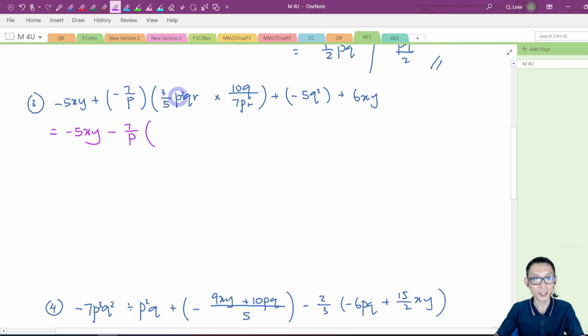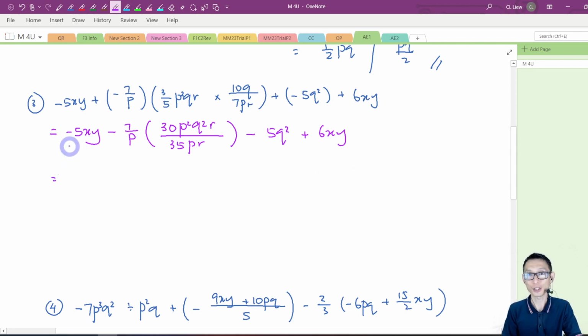So 3P square Q R times 10Q. It will become 3 times 10, you get 30. P square times Q, you will get Q square. R just copy. Okay, 5 times 7, 35. This is just PR. Positive, negative become negative. This one just copy first. Okay, remember only like terms we can perform the addition and subtraction.